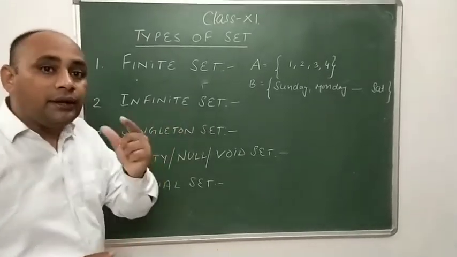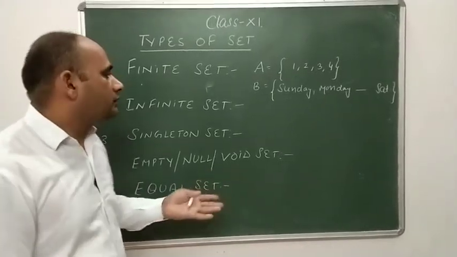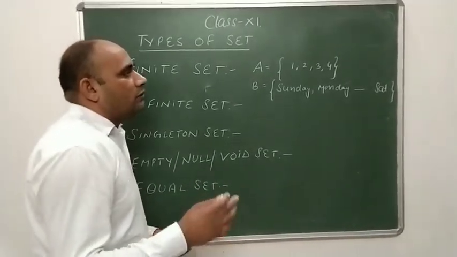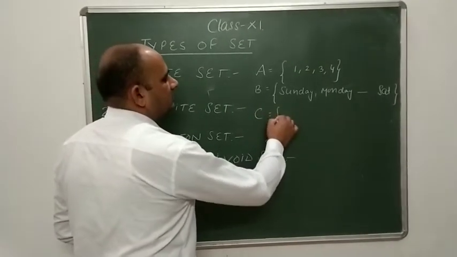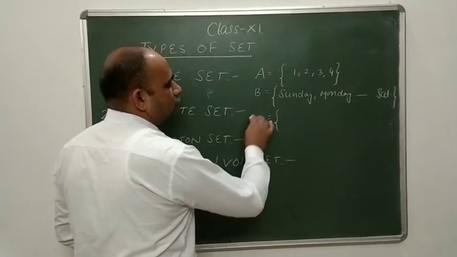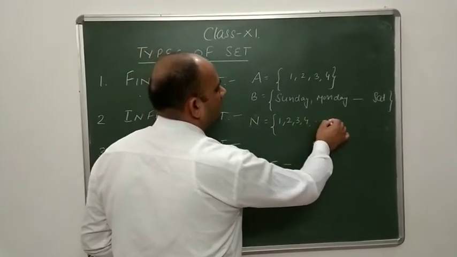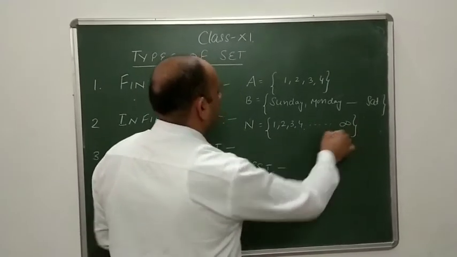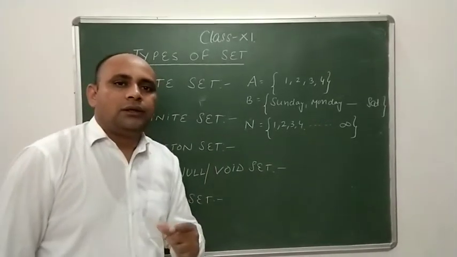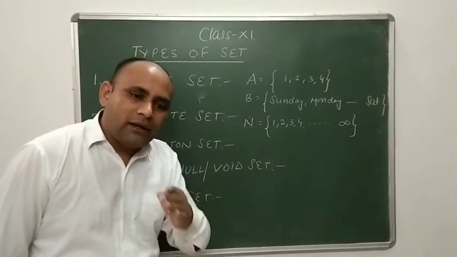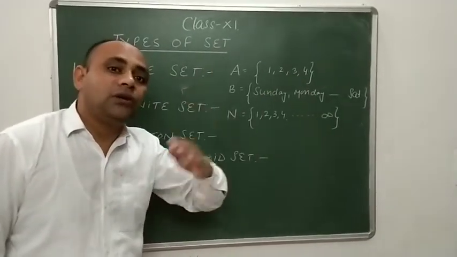Next is infinite set. So you know what do you mean by infinite? Infinite means the number of element in infinite order. Suppose I will write here C set, and you can say natural number also. Natural is 1, 2, 3, 4 up to infinity. It is the example of infinite set. तो बेटे इनफाइनाइट सेट में क्या होगा, नंबर ऑफ एलिमेंट इन इनफाइनाइट ऑर्डर, खत्म ही नहीं होंगे, चलते रहेंगे.